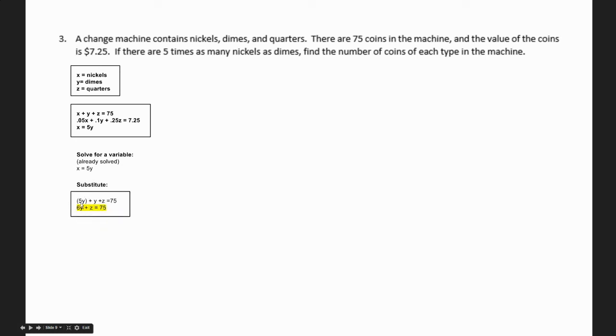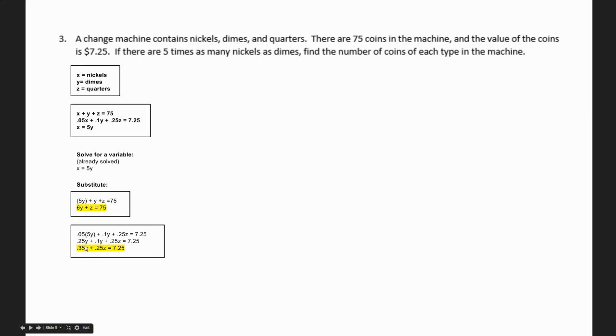And then you just substitute in 5y into these other equations for x. So 5y plus z equals 75. And you combine the like terms, you get 6y plus z equals 75. Now you want to plug in, again, 5y for x in the second equation here. So 0.05 times 5y plus 0.1y plus 0.25z equals 7.25. So now 0.05 times 5 is 0.25. So 0.25y plus 0.1y plus 0.25z equals 7.25.